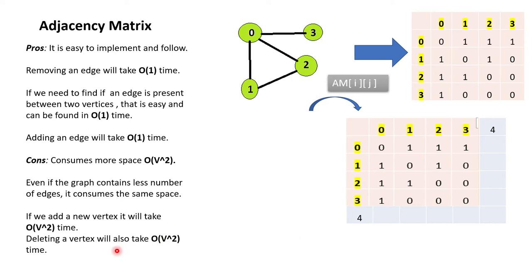So deleting a vertex will also take O(V square) of time. So deleting means just the opposite of these things. So we have to delete one vertex, then we have to reduce the size, and we have to copy the existing things from here to the original one.